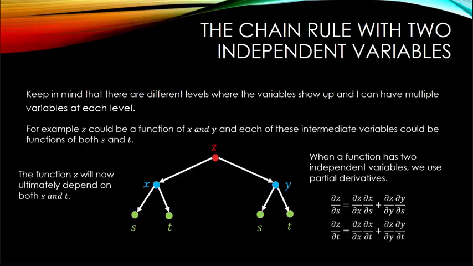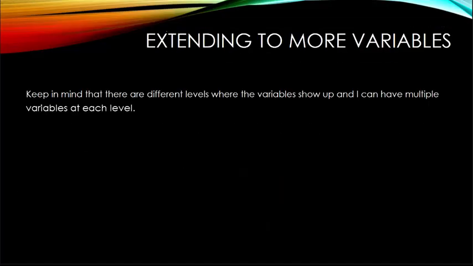The partial of z with respect to t will be given by the partial of z with respect to x times the partial of x with respect to t, plus the partial of z with respect to y times the partial of y with respect to t. I can also extend these ideas to more than two independent variables, keeping in mind that there are different levels where these variables might show up.